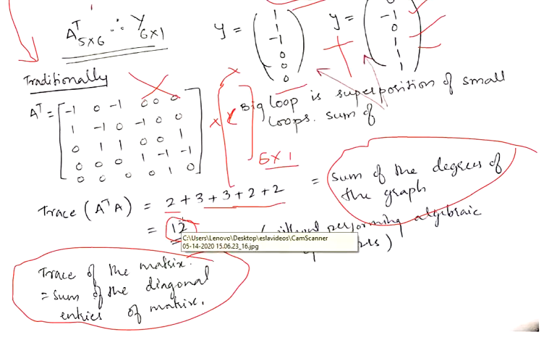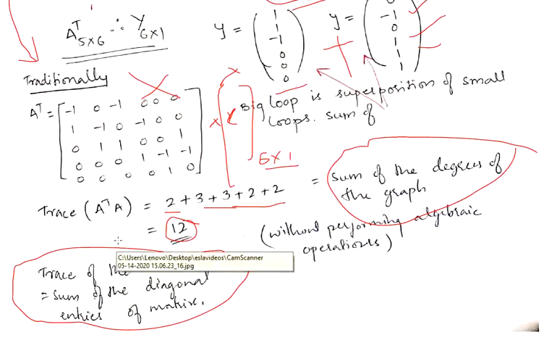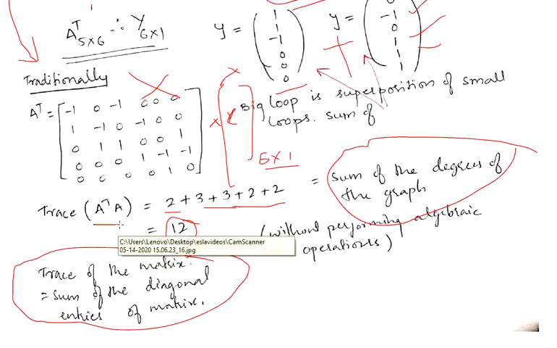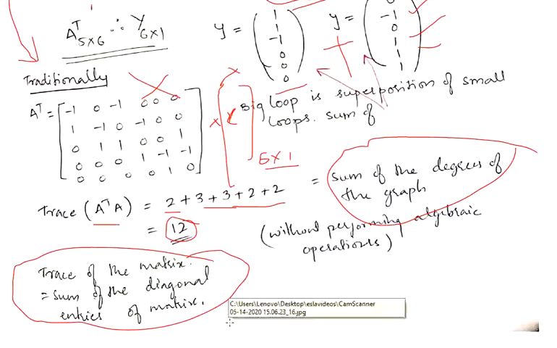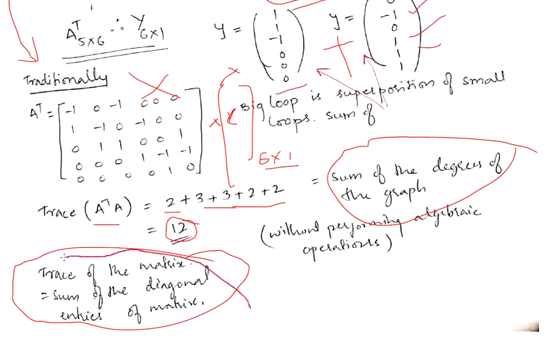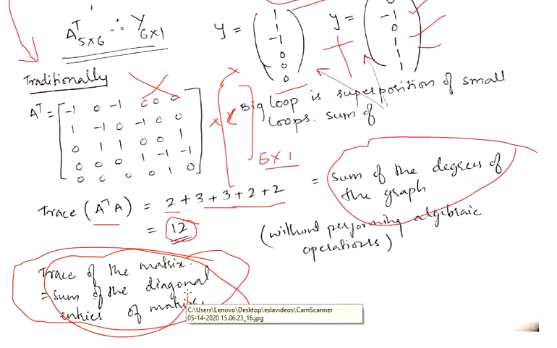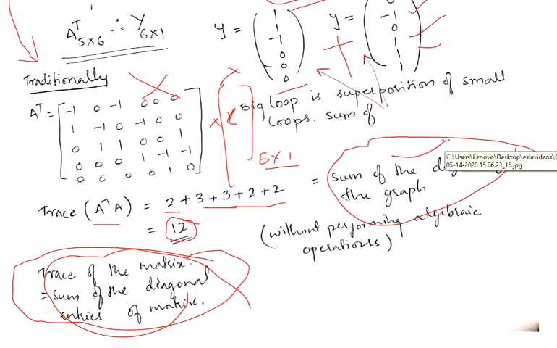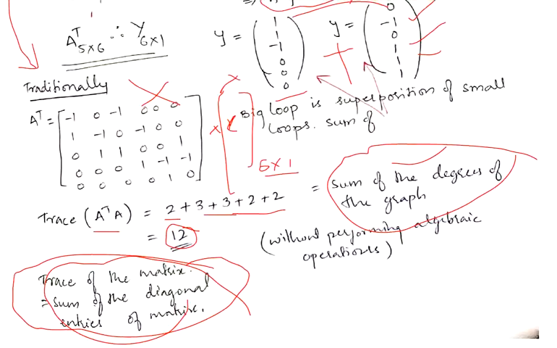So this is a very easy way of doing it. Otherwise, traditionally, you need to multiply these 5 cross 6 and 6 cross 5 matrices, and it will take huge time. And then you need to add the diagonal entries of the resulting matrix. This will take more time. But for these graphs, you can directly use the degrees of the graph to find the trace of the matrix.